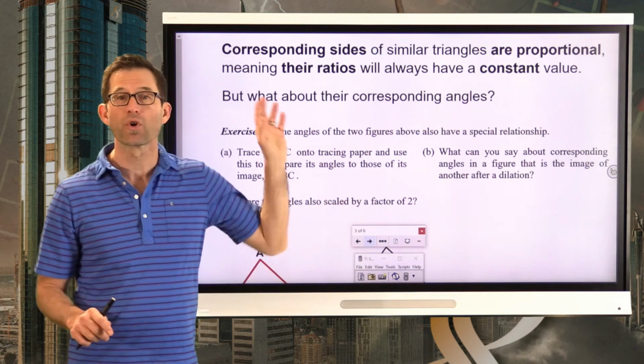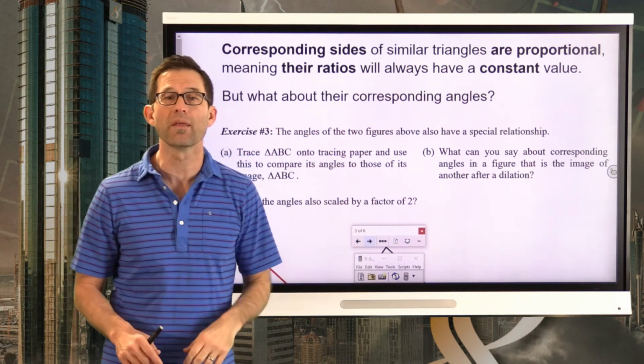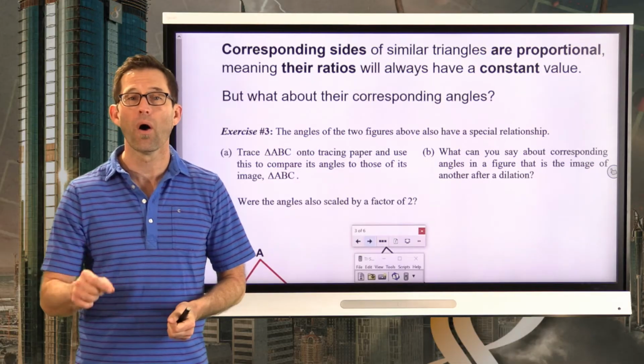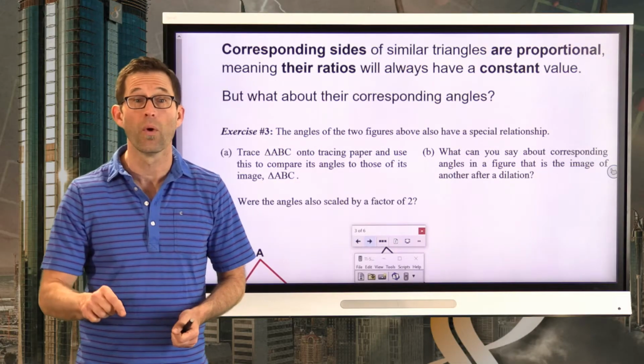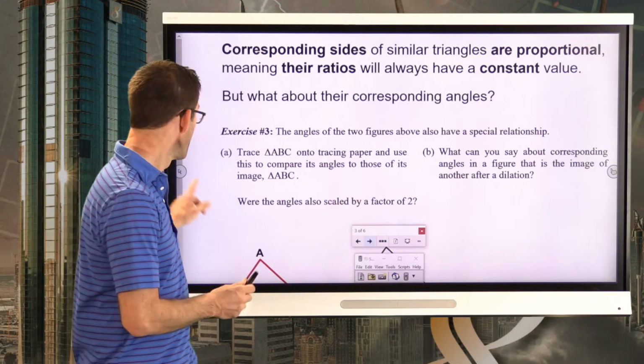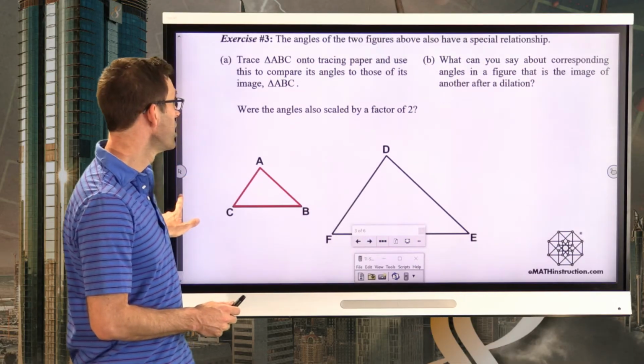But the point is, corresponding sides are proportional, meaning that when we do the ratio of two corresponding sides, it will always be equal, and it'll be equal to the scaling constant. Let's keep going with exercise number 3.